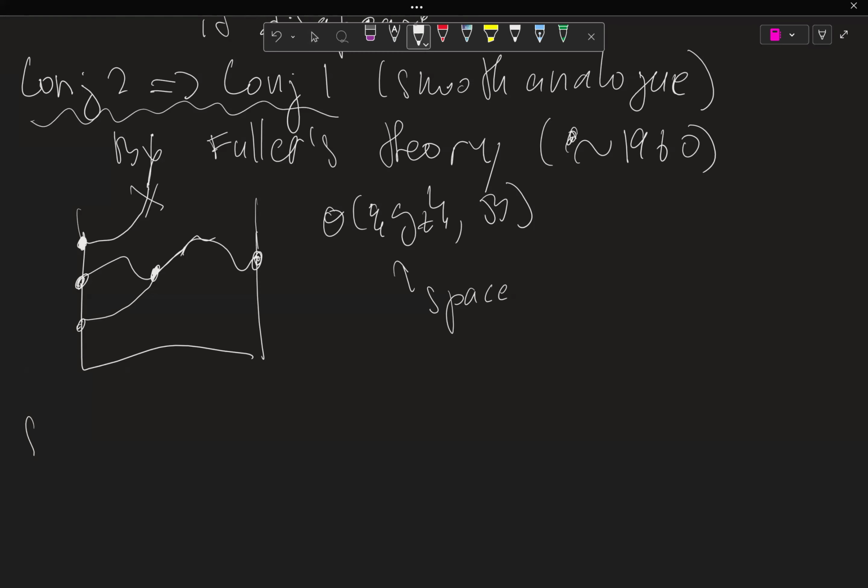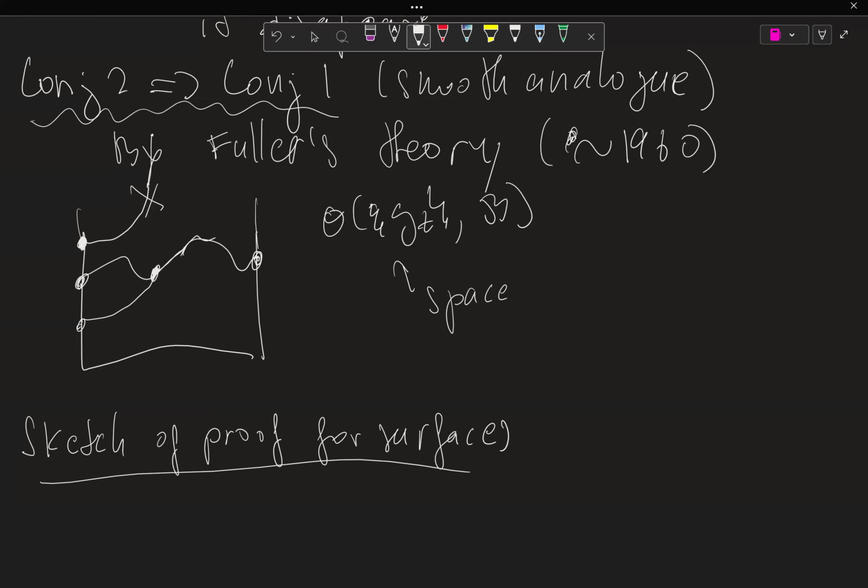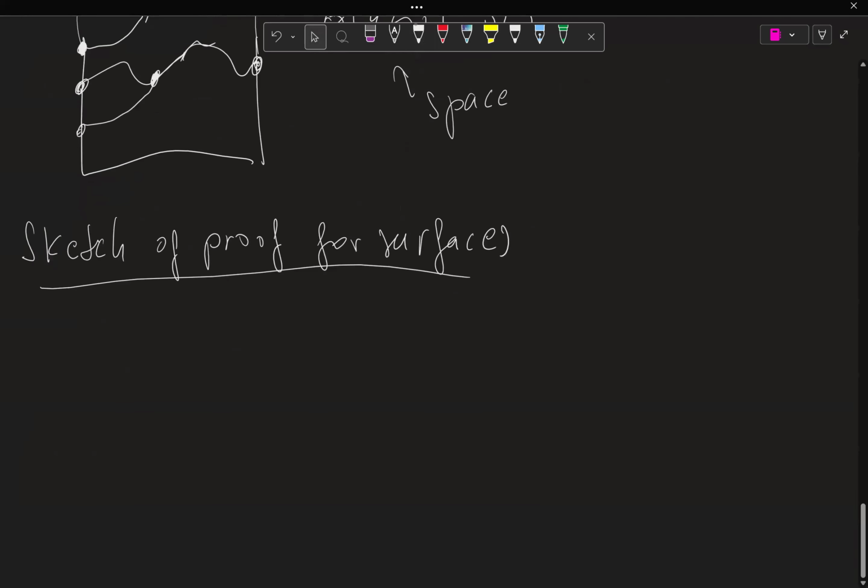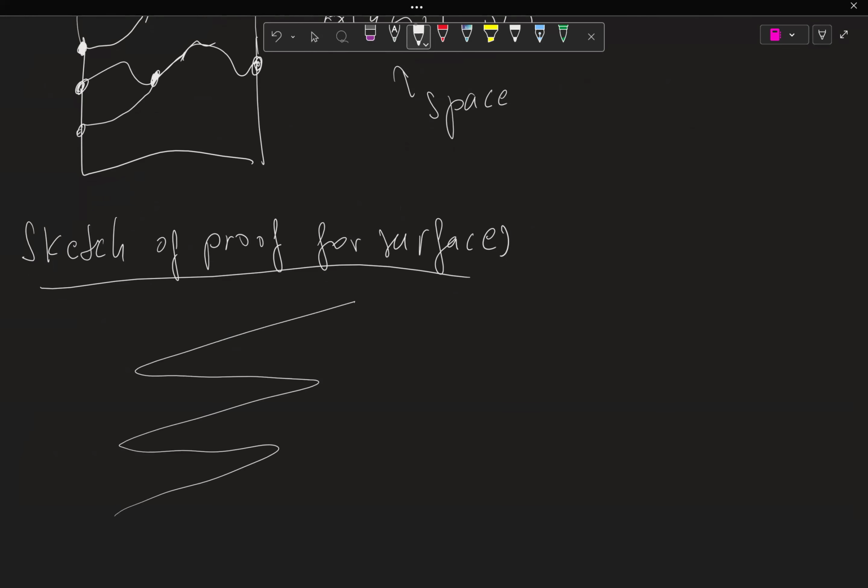so let me sketch the proof for surfaces. Right. So one idea is that we've proven that there's no sky catastrophe, right? So in fact, for surfaces, there are no sky catastrophes at all, even non-generically. Basically the idea is that if you have such a blow up, you have some element here.